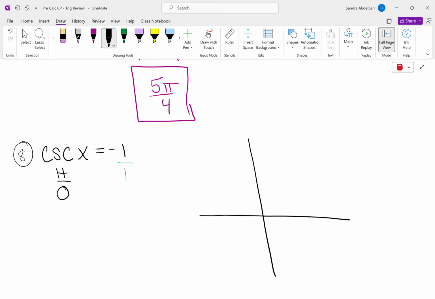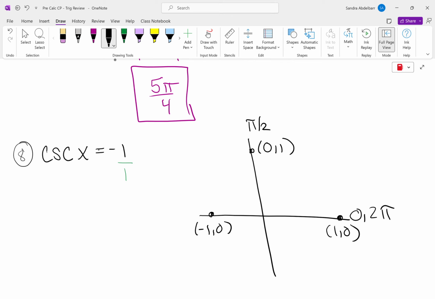So what does that mean? Wait, where's the pi? Oh, I'm not there yet. I'm just telling you, we're still trying to find it. So this is just -1 over 1. We're trying to find the angle. So we know this is unit circle. This is 0 and 2 pi, so that's 1, 0. This is pi over 2, that's 0, 1. This is -1, 0, that's pi. And 3/2 pi is 0, -1.